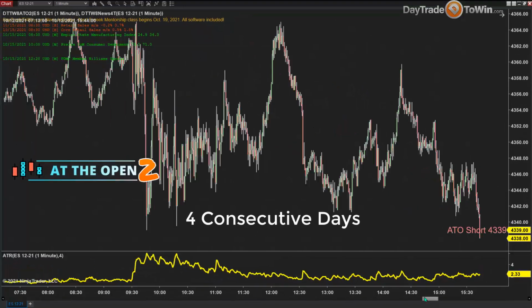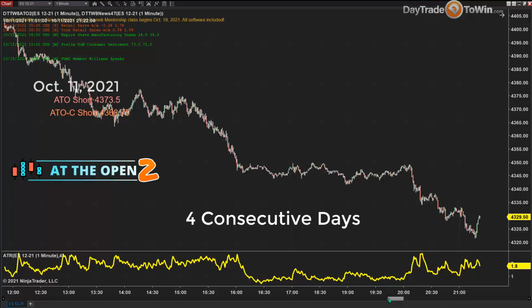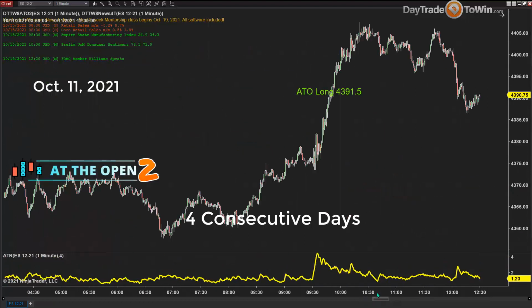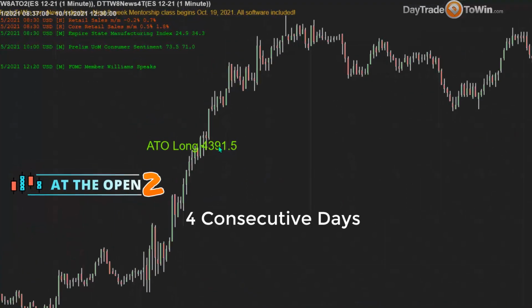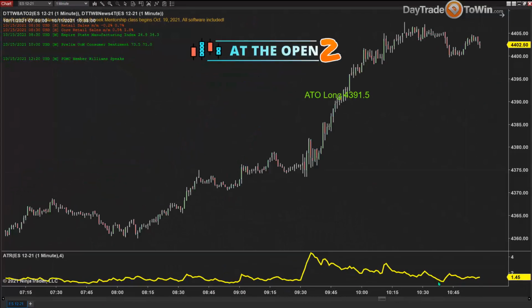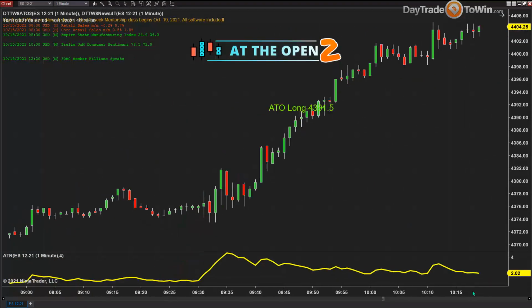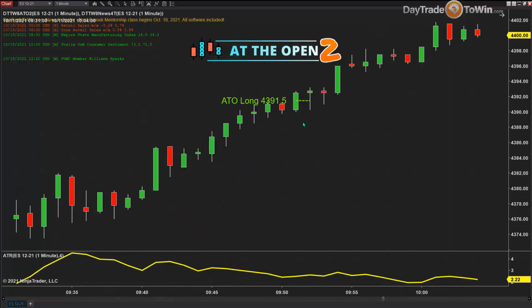Let's see what happened on Monday, October 11th. So let me go back to October 11th, which is right here. We have a long signal on Monday, which is 43.91.50, right at about 9:45, 46 here is where it's showing. Just to expand the chart here a little bit. And we're going long at 43.91.50, and the market just kept on going. And that's what I like to see when it comes to the at the open method.